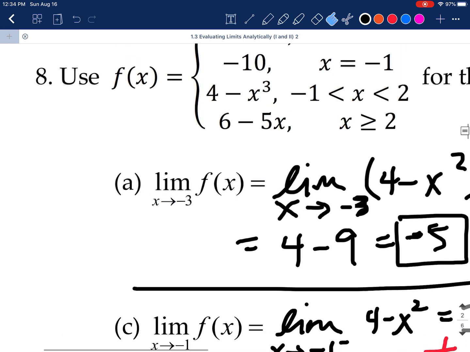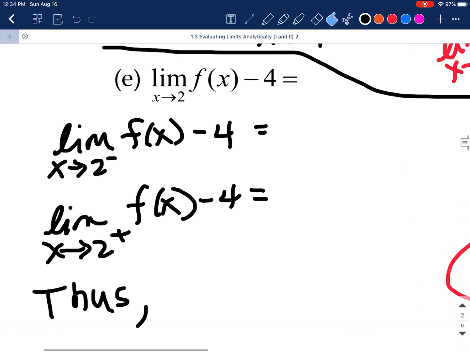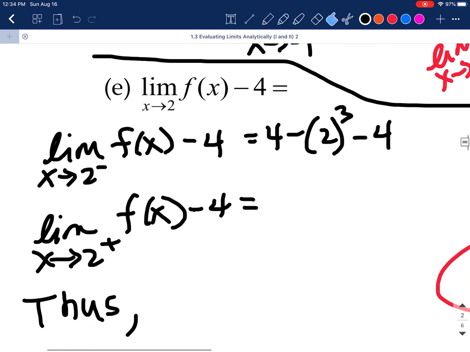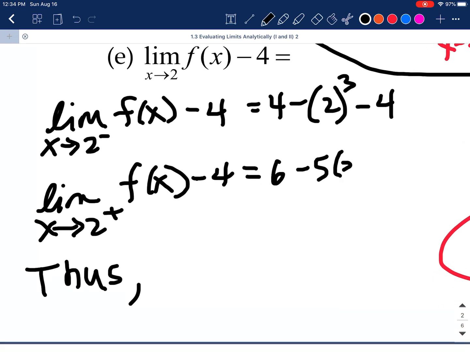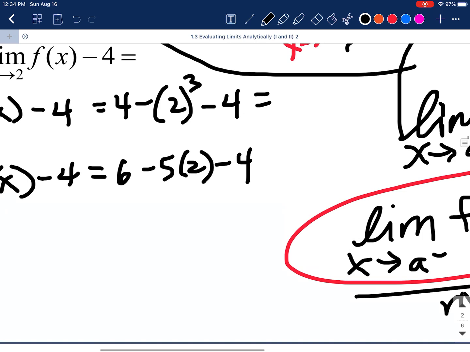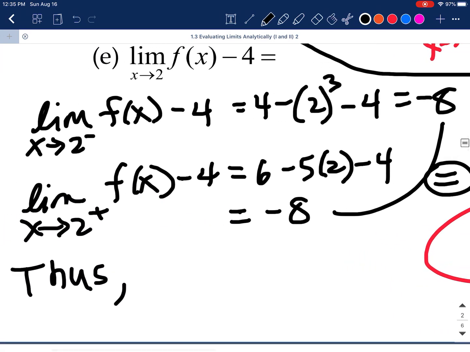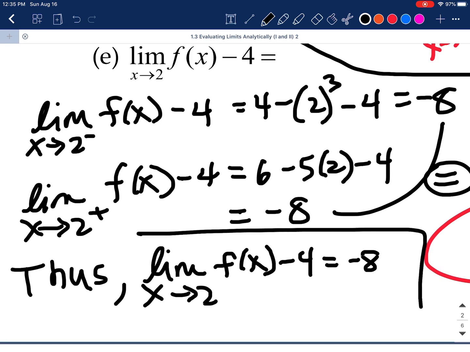So from the left, we are the cubic, I believe. Yes, 4 minus x cubed. So we'll get 4 minus 2 cubed minus 4. And we are 6 minus 5x, so we'll have 6 minus 5 times 2 minus 4. So what are we going to get here? This is going to be 4 minus 8 minus 4. So I think it's 4 minus 12. It's -8. And then for the second one, we're going to get 6 minus 14, which is -8. Yay! So these two things are equal. Therefore, the limit as x approaches 2 of f of x minus 4 equals -8.